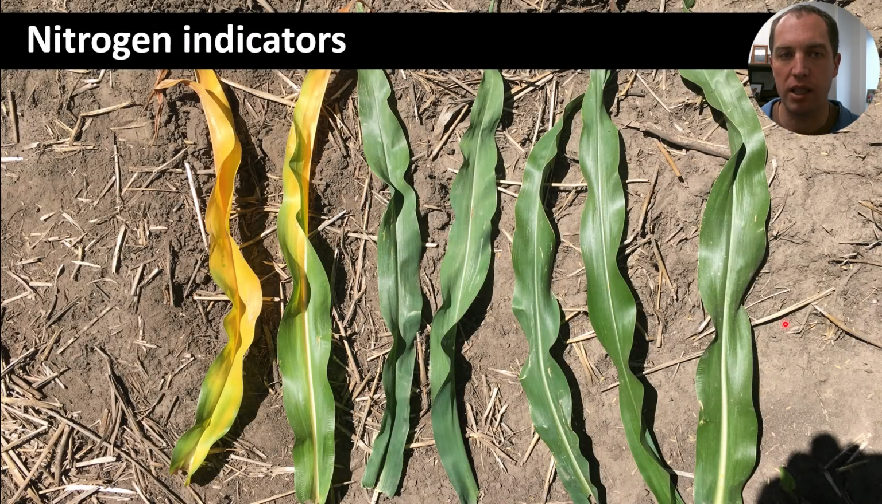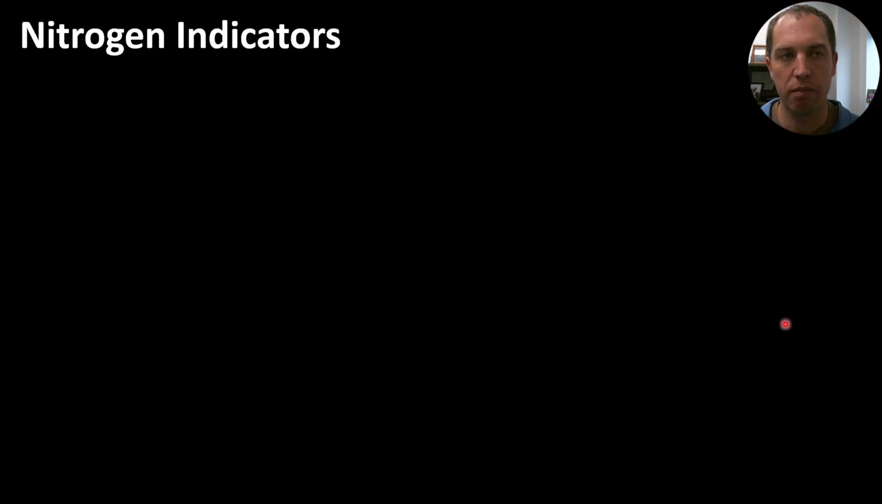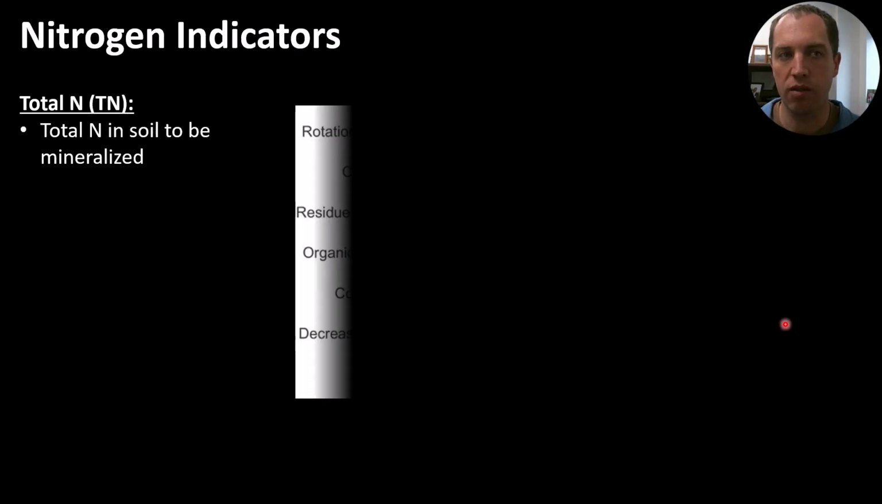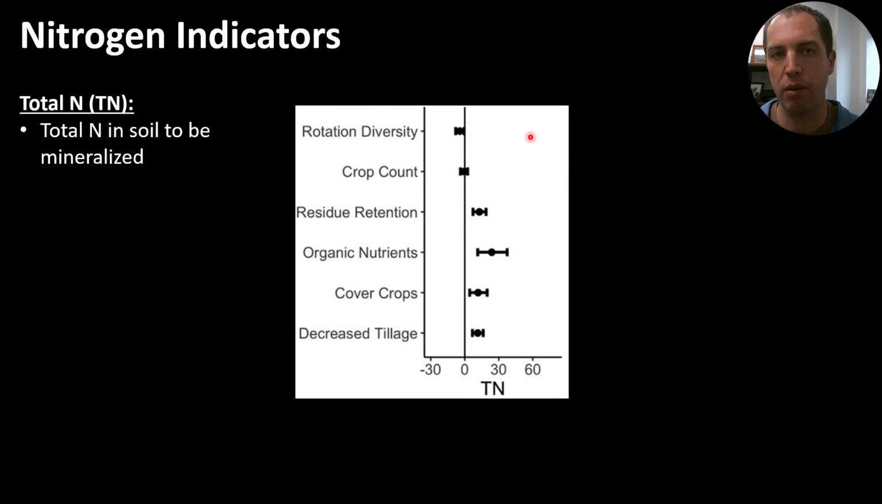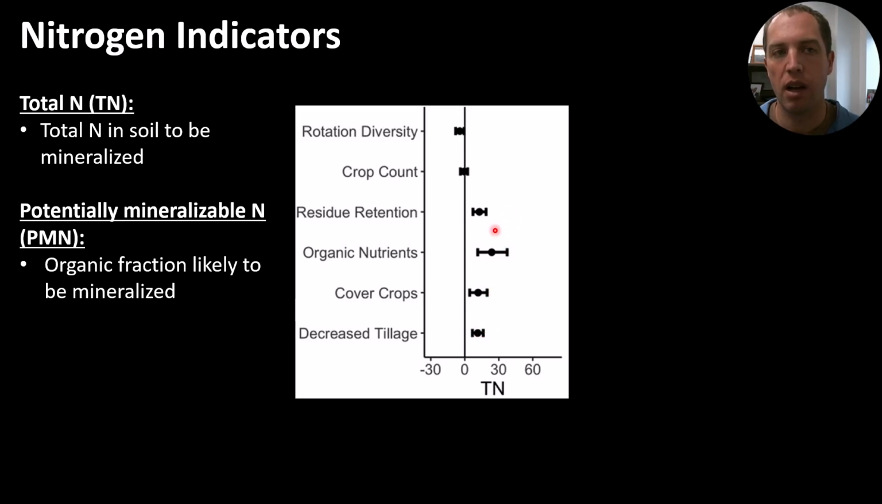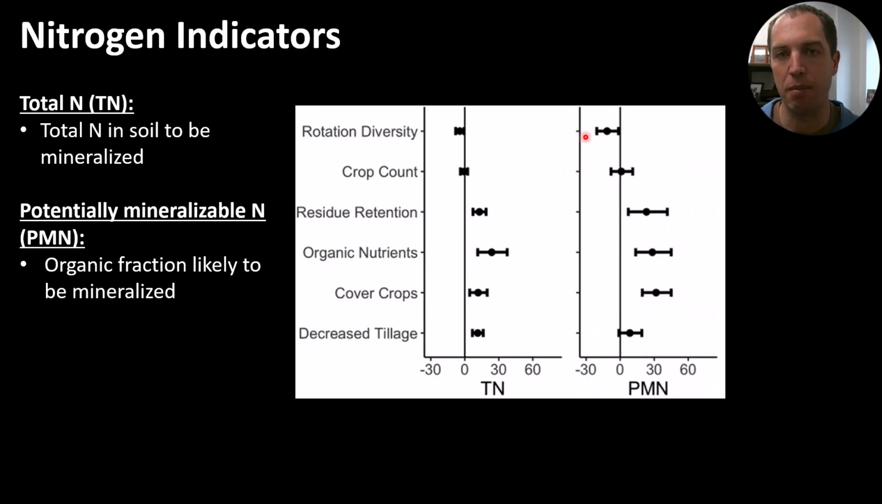Now if we look at nitrogen indicators, with the nitrogen cycle, we're going to look at total nitrogen first. We see that same trend where rotational diversity and crop count don't do a whole lot to move that needle, but once we start keeping that residue on the soil surface, adding organic nutrients, cover crops, decreasing tillage, that's when we start to see this movement over here. This potentially mineralizable nitrogen, likely to be mineralized or become available to crops in the coming season, we see the same trend as well. Retaining residue, organic nutrients, cover crops, decreased tillage.